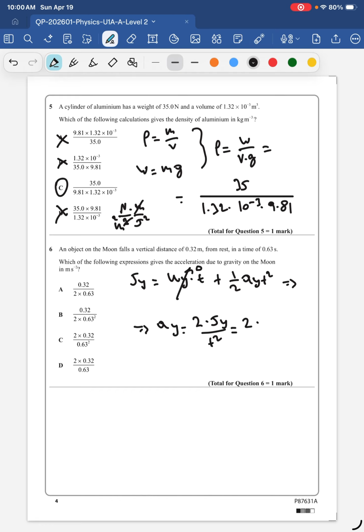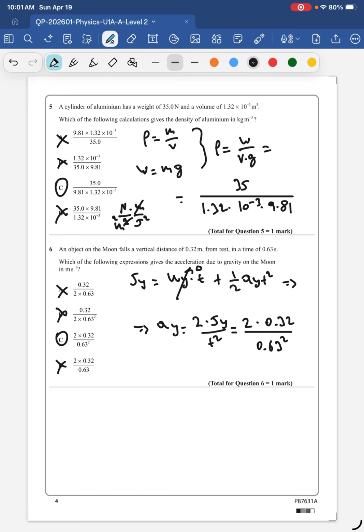So it's 2 times, the distance is 0.32, t squared is 0.63 squared. So the only correct answer is C. And in this case, options A and D are immediately wrong, dimensionally speaking. I mean, the units do not work out. But for B, they can work out, but the math is wrong. Okay, so that's also wrong.